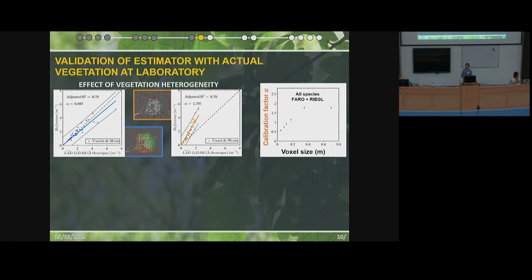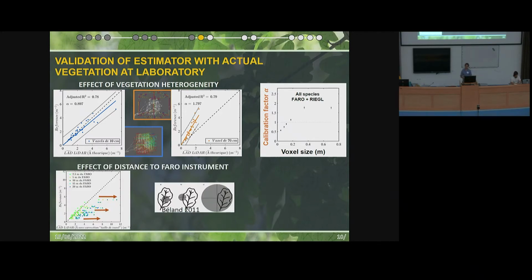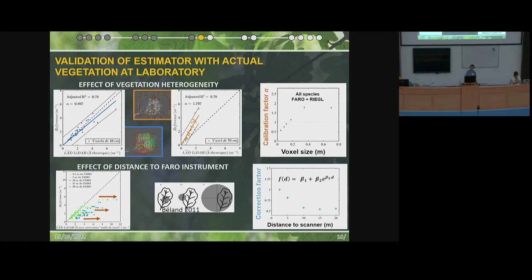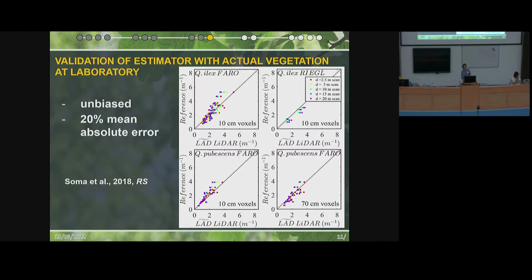Fortunately, those effects can be calibrated with the voxel size, and you can really correct for that for all the LiDARs we tested and all species. And for the Faro instrument, we also found that when the distance to the target increases, there is a large overestimation effect that can also be corrected. So once you integrate this correction, whatever the species and whatever the instrument used, we succeeded in having 20% mean absolute error on our branches.